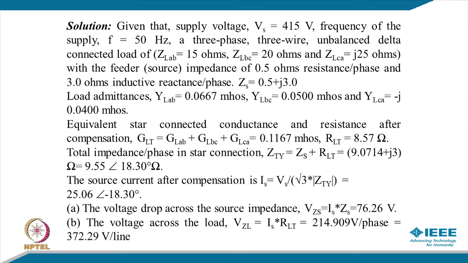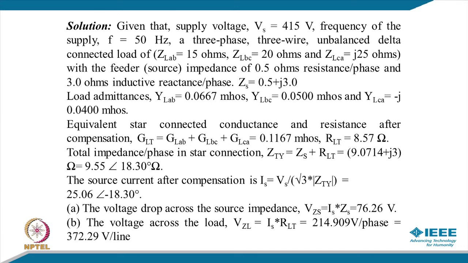Coming to the solution, given a supply voltage of 415 volt, frequency of 50 hertz, and a 3 phase 3 wire unbalanced delta connected load, ZAB across line AB is 15 ohm, ZBC is 20 ohm, and ZCA is -j25 ohm, with a feeder impedance of 0.5 ohm resistance per phase and 3 ohm inductive reactance per phase, that is 0.5 plus j3 ohm. The load admittances we calculate as 1 upon Z: YAB is 0.0667 mho, YBC is 0.0500 mho, and YCA is j0.04 mho.